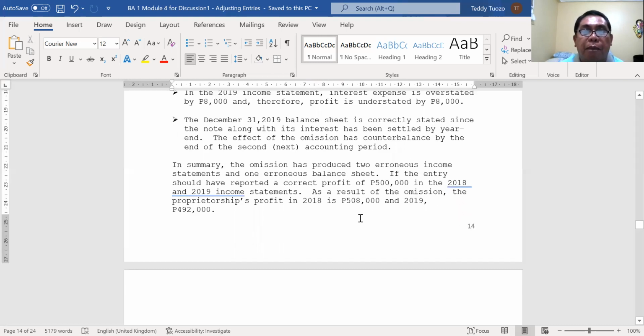If the entry should have reported a correct profit of 500,000 in 2018 and 2019 statements. As a result of omission, the proprietor's profit in 2018 is 508,000. And in 2019, 492,000. Kaya nasobrahan man siya ng 8,000.